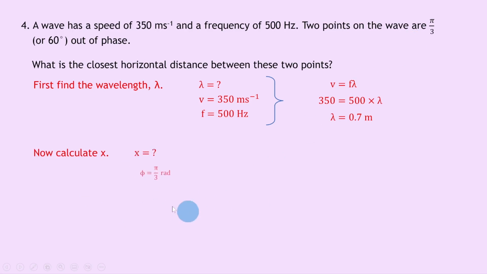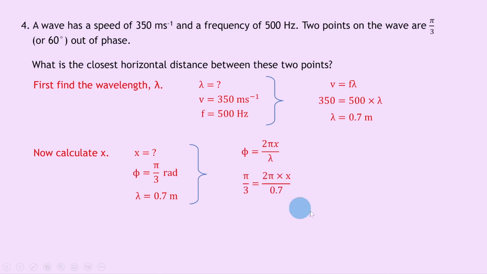So if we're trying to find x, we know that phi is pi over 3 radians and lambda is 0.7 meters. So writing down our equation for phase difference, we have phi equals 2 pi x over lambda. Substituting in the numbers gives pi over 3 is equal to 2 pi times x over 0.7. Notice how the pi's will cancel out from both sides, so that's the same as writing a third is equal to 2x over 0.7, and we want x on its own, remember. So let's cross multiply here to get 3 times 2x gives us 6x is equal to 1 times 0.7, so that's 6x equals 0.7, and then to get x on its own we divide both sides by 6 here to get an answer of x equals 0.12 meters.